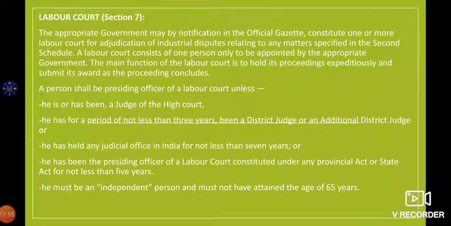Okay, so let's see what Section 7 of the Labour Code says. The appropriate government may, by notification in the official gazette, constitute one or more labour courts for the adjudication of industrial disputes relating to any matter specified in the second schedule. So there is a second schedule, and according to the matters mentioned there, this labour court may be constituted.